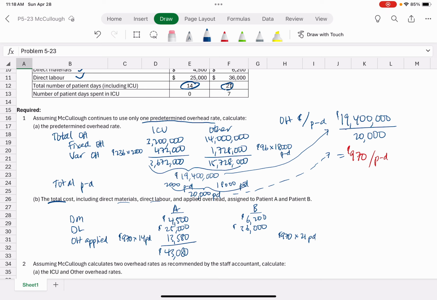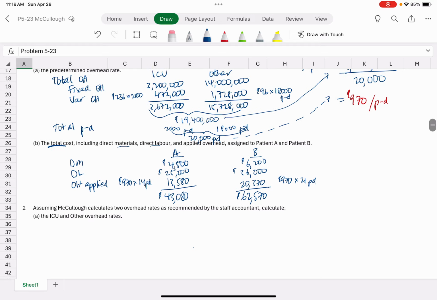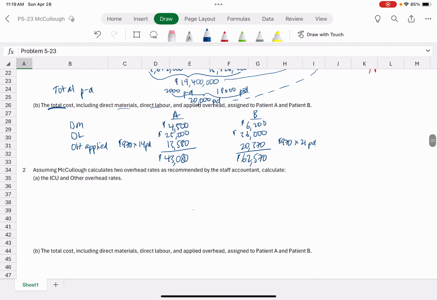21 patient days, 970 times 21, $20,370 for a grand total cost of caring for patient B, $62,570. Okay. Assume McCullough calculates 2 overhead rates as recommended by the staff accountant.